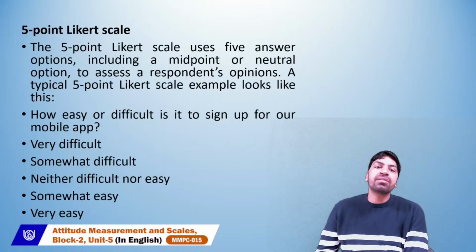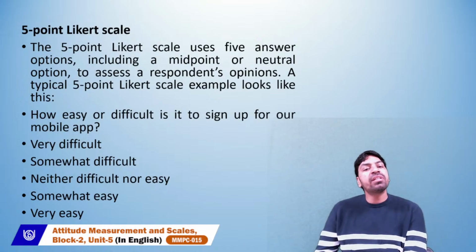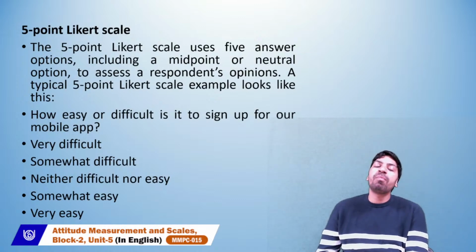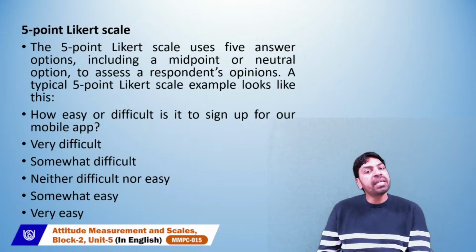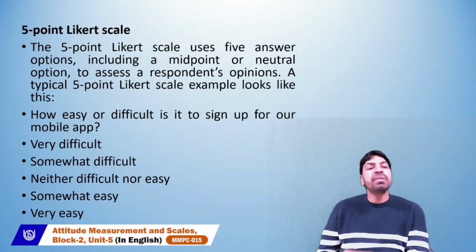5-point rating scale. This is a way that you can assess the respondent's opinion, including the midpoint, any neutral options as well. Let's have an example. How easy or difficult is it to sign up for our mobile app? Very difficult, somewhat difficult, neither difficult nor easy, somewhat easy, or very easy. This is the way the questions and the response set are prepared using the 5-point Likert scale, and these are the options which are always used under the 5-point Likert scale.